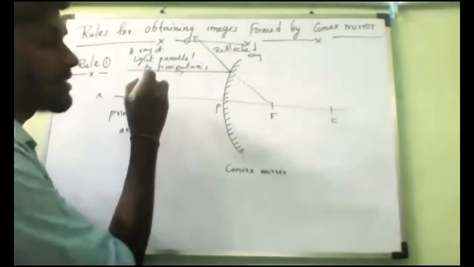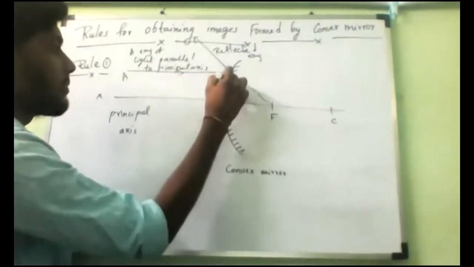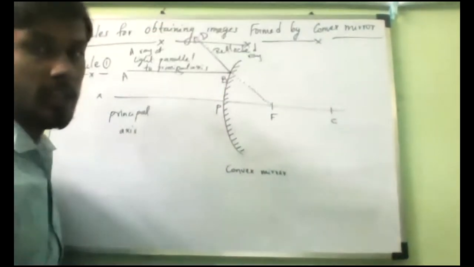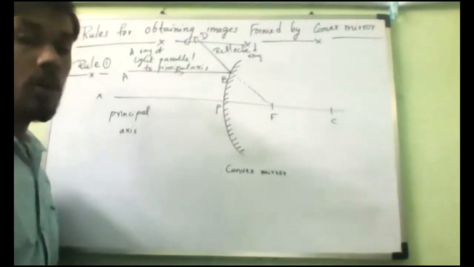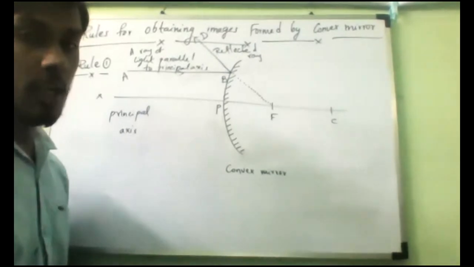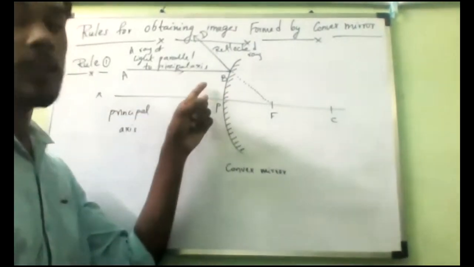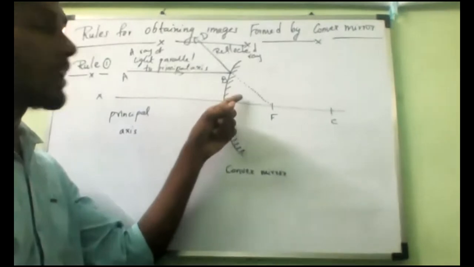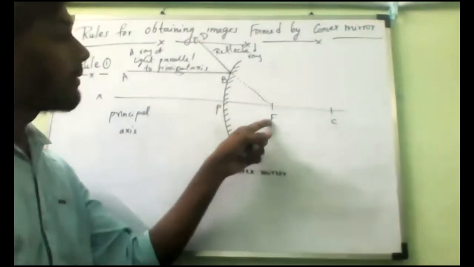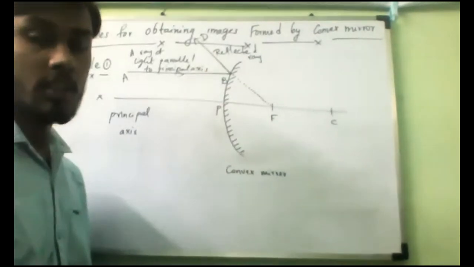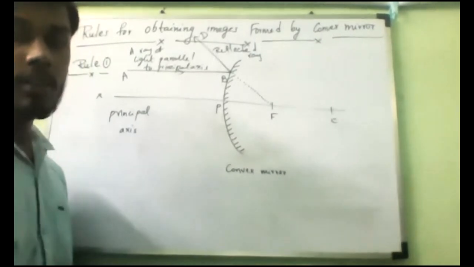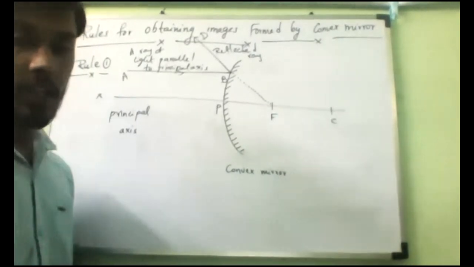Let us insert the incident ray AB, and the reflected ray is AD. So the light ray which is parallel to the principal axis appears to be reflected and coming from behind the mirror, from the focus. That is rule number one. Do you understand or not? Yes, sir.